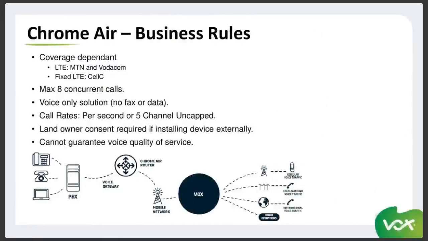Just other areas in terms of business rules on Chrome Air, it is obviously coverage dependent. If there isn't any LTE signal in the area, we can't go ahead. We'll run a maximum of 8 concurrent calls over the service. So 8 concurrent calls translates into a service that you can offer to approximately 25 extensions.